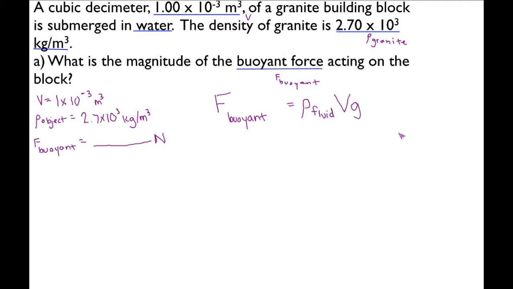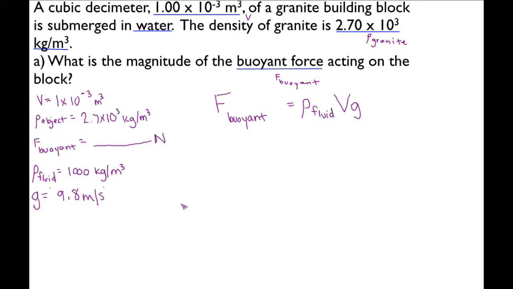Now, they told us that our object was submerged in water. So I'm going to give you the density of the water, and you could just look this up. That's just what I did. 1,000 kilograms per meter cubed. If they want you to solve something like this on a test, they'll obviously give you the density of the water. And then G. We know this, so add this.